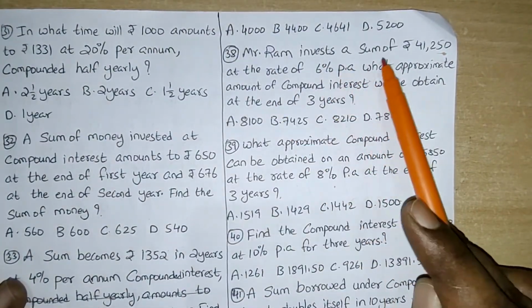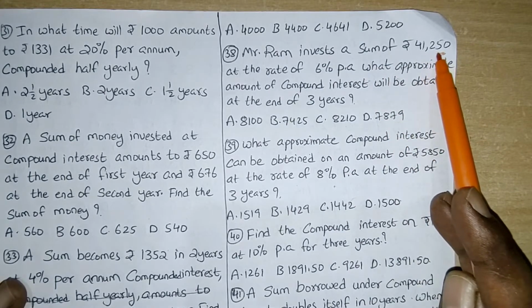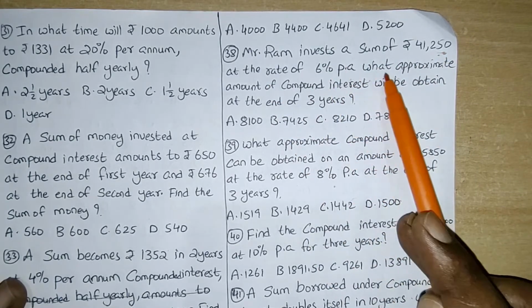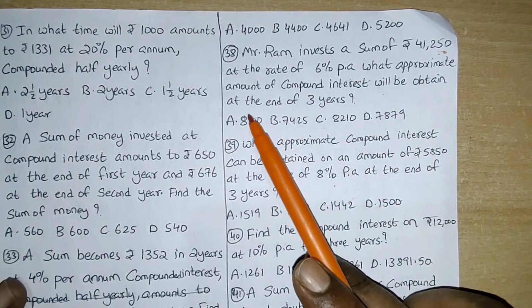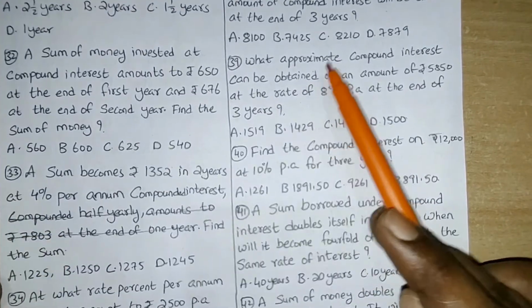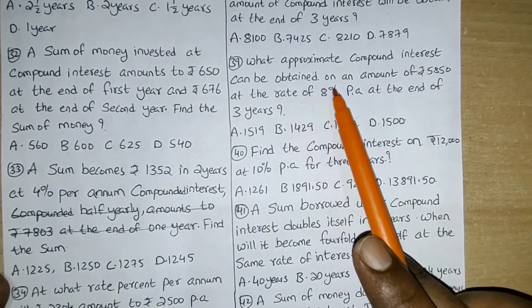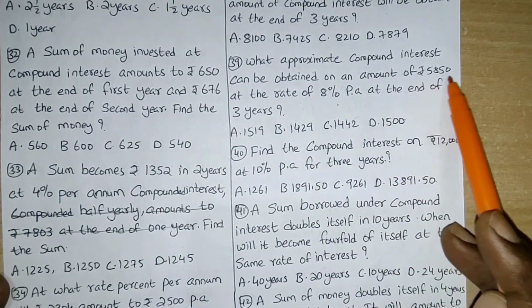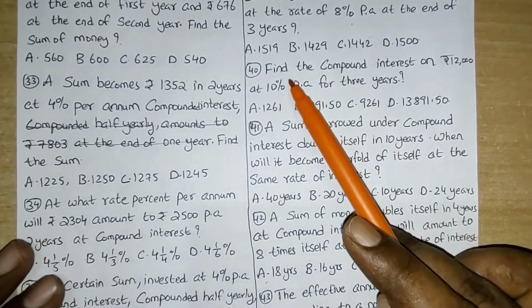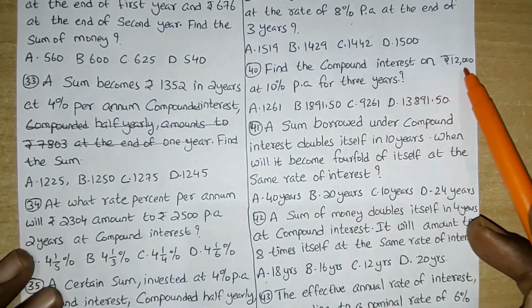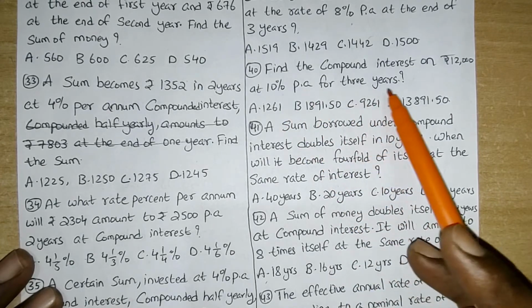Next, Mr. Ram invests a sum of 41,250 at the rate of 6% per annum. What approximate amount of compound interest will be obtained at the end of 3 years? Next, what approximate compound interest can be obtained on an amount of 5,850 at the rate of 8% per annum at the end of 3 years? Next, find the compound interest on 12,000 at 10% per annum for 3 years.